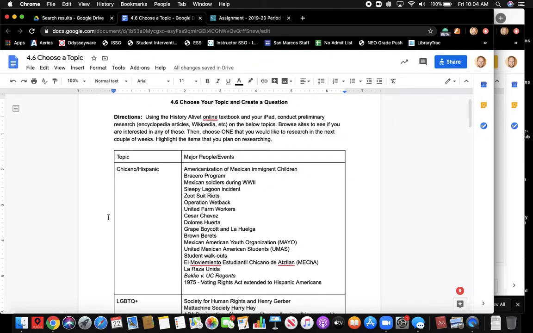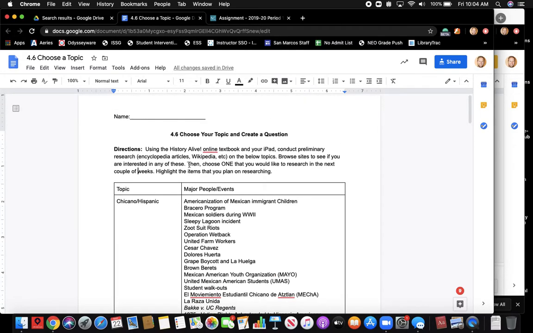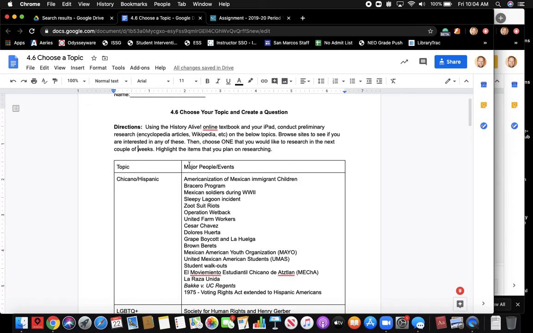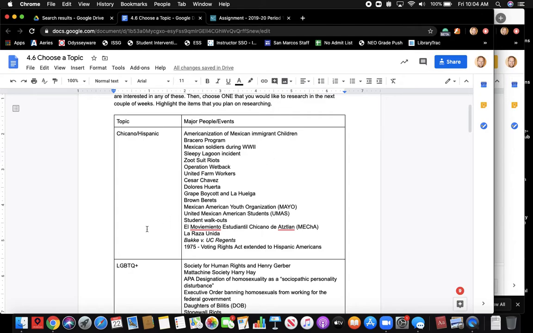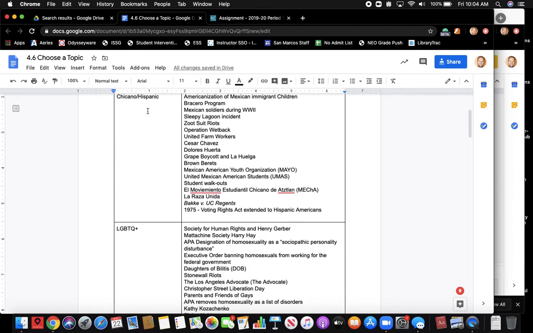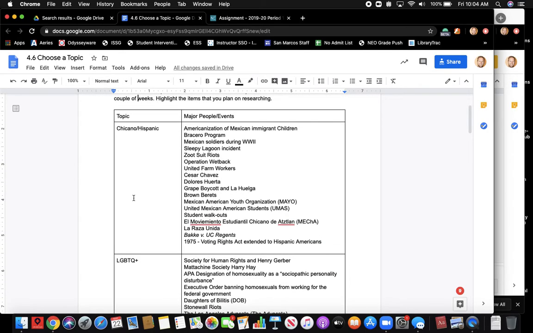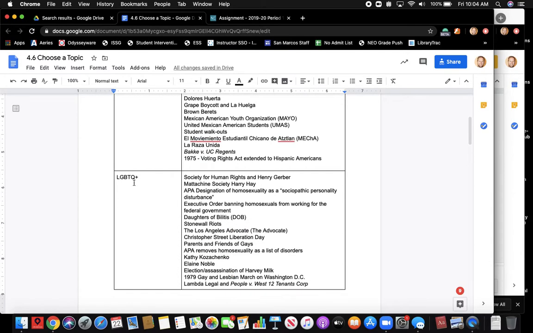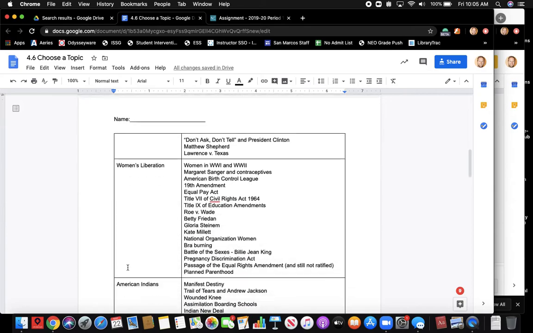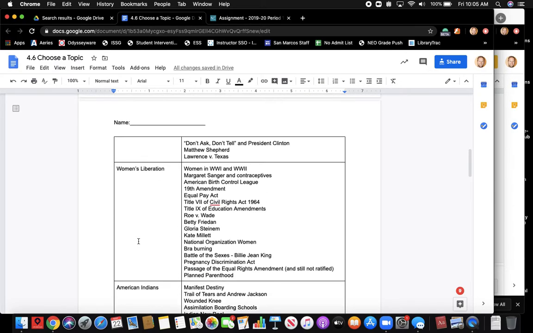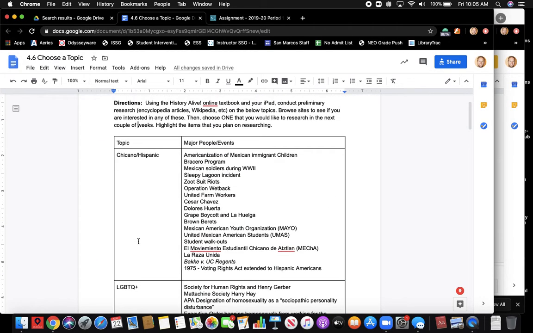So once you open it up, it's going to look something like this. What the directions essentially tell you to do is, for part 1, you're simply going to look through these basic topics, and within these major topics, some of these major people and events, and you're going to choose one of the major topics. So you're either going to choose Chicano-Hispanic, LGBTQ+, women's liberation, or American Indians. All of these are civil rights movements.